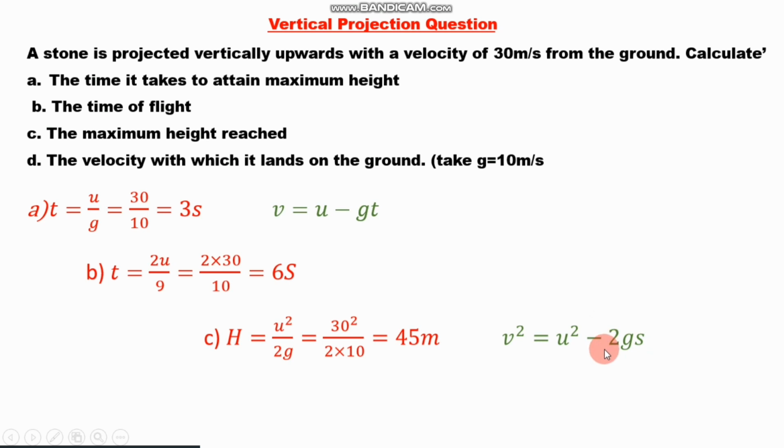Now 0 will affect the whole of this term, so the total of this will be 0. And now v², because v will have a value, will be equal to u². u² is 30 squared, which is 900 meters squared per second squared. If we get the square root of u², we get 30 meters per second. This means that the stone will land on the ground with the same speed as the initial speed, meaning the initial speed will be equal to the final speed.